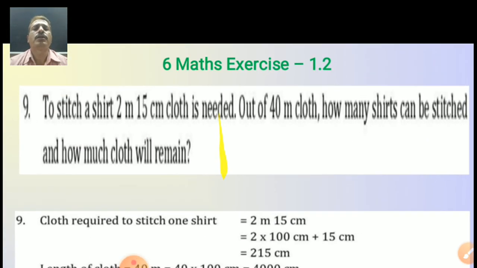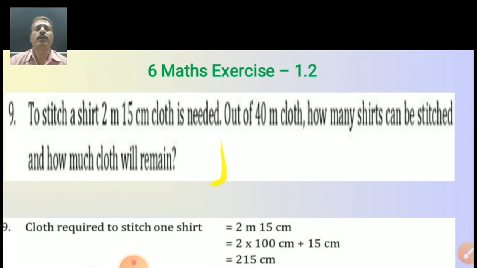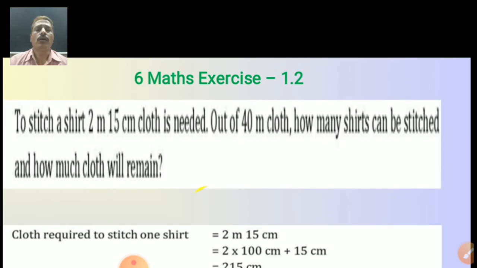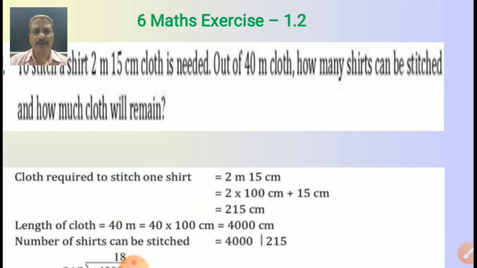What is the question? Read it out. To stitch a shirt, 2 meter and 15 centimeter cloth is needed out of 40 meter cloth. How many shirts can be stitched and how much cloth will remain? In our previous examples, we found these types of questions. But now here, they ask us in a different way.